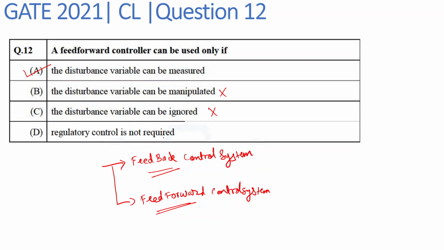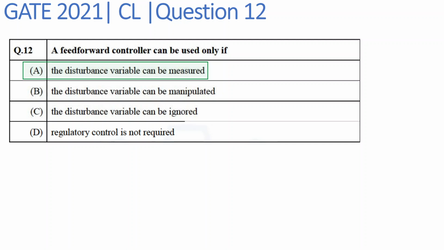Then the fourth option is regulatory controller is not required. So even in scenarios where we use this regulatory controller, we can use a combination of both of these. We can use this feed forward controller. That is why this option D is also incorrect. So option A is the correct option. That is, feed forward controller can be used only if the disturbance variable can be measured. So option A is the correct option for this case.